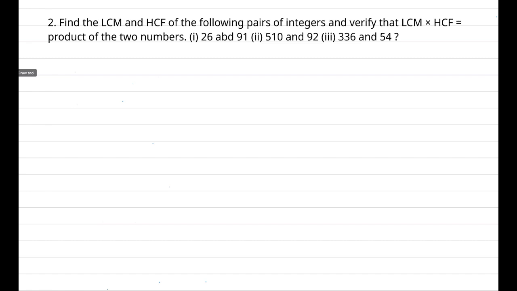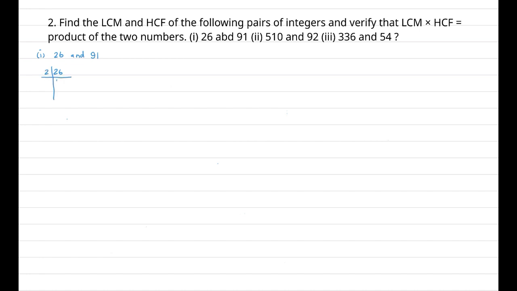Find the LCM and HCF of the following pairs of integers and verify that LCM into HCF is equal to the product of the two numbers. First subdivision is 26 and 91. So let's find the factors for 26.